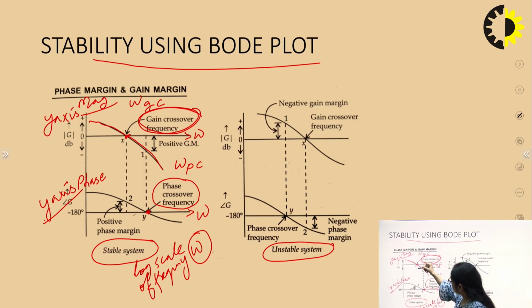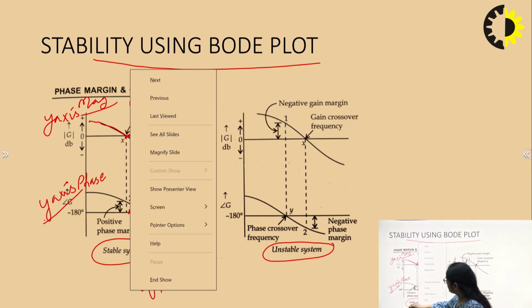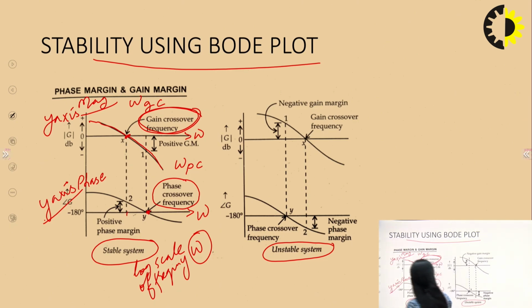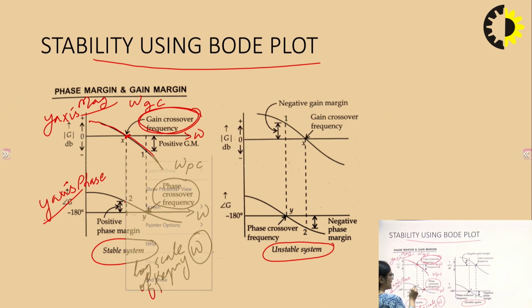Now, once these two frequencies are identified in the Bode plot sketch, we mark a line from the gain crossover frequency down to the phase plot, this point. This is the same frequency, the gain crossover frequency. The distance of the phase value from minus 180 till this point is known as the phase margin. If this lies above the minus 180 degree line, it is termed a positive phase margin.